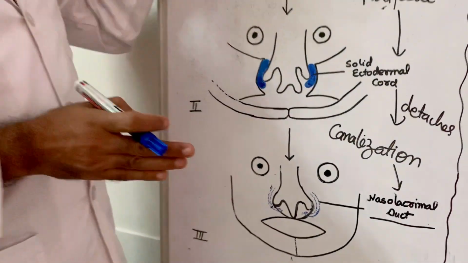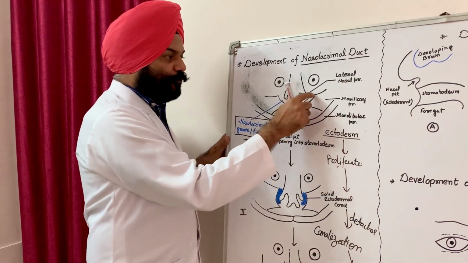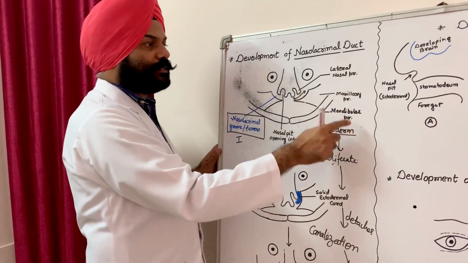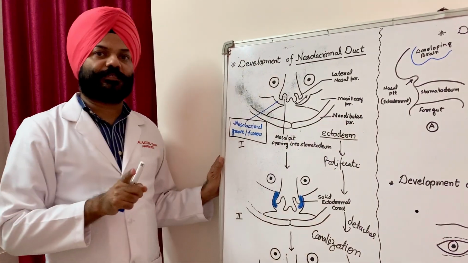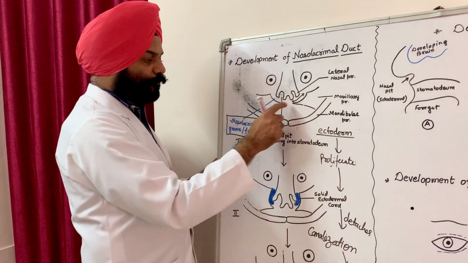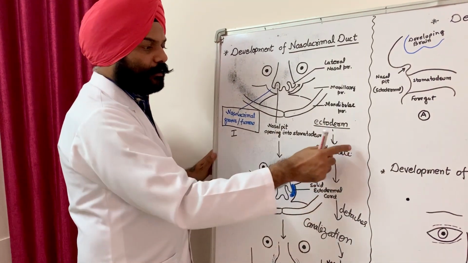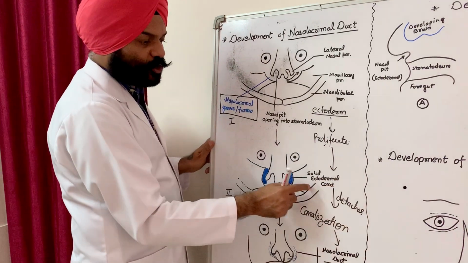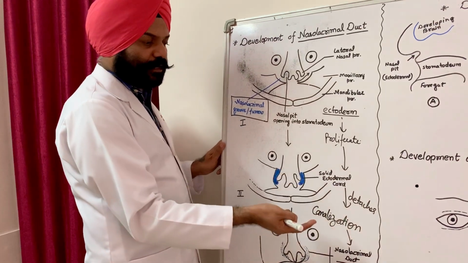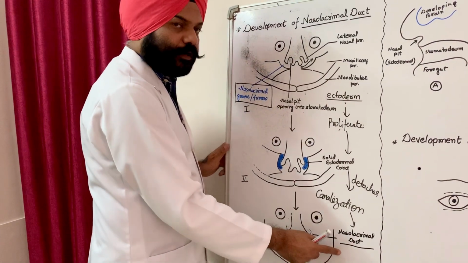Again, I am repeating and summarizing this process. The nasolacrimal duct develops from the fusion line, which acts as a furrow or groove between the lateral nasal process and the maxillary process of the first pharyngeal arch. The complete surface of this furrow or groove is lined by the ectoderm. This surface ectoderm proliferates to form the solid ectodermal cord, and the cells of the solid ectodermal cord detach themselves from the surface ectoderm and canalize to form the nasolacrimal duct as the final outcome.